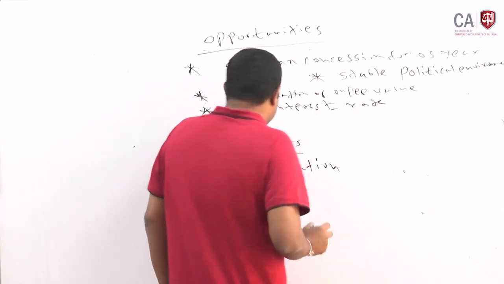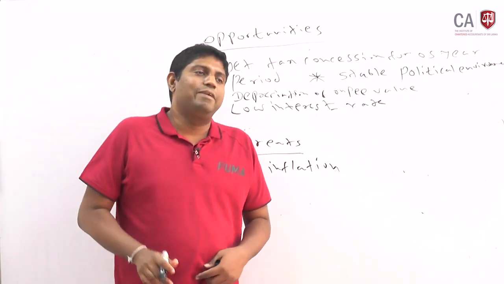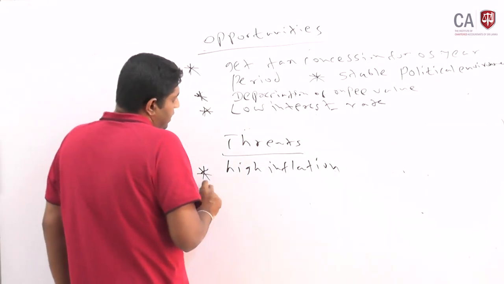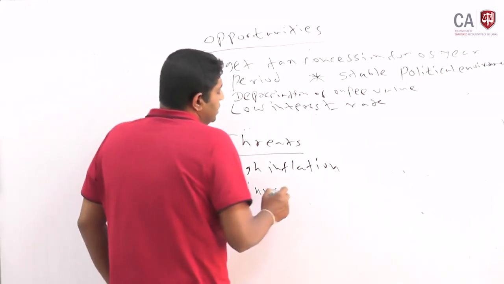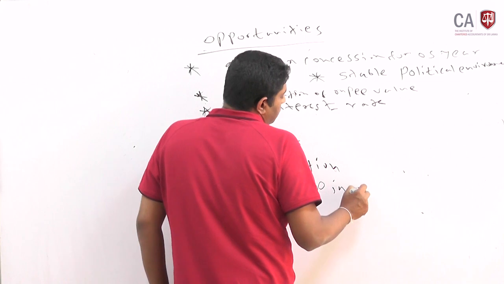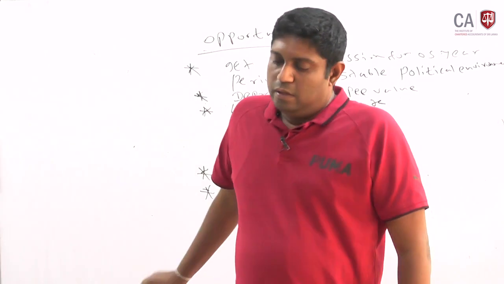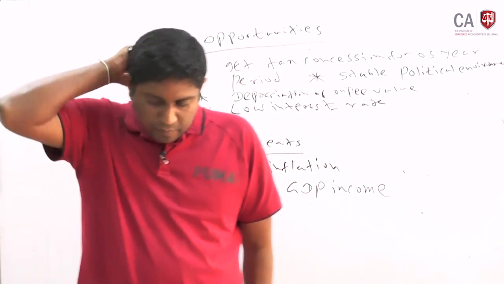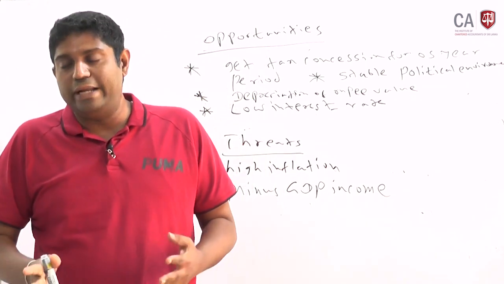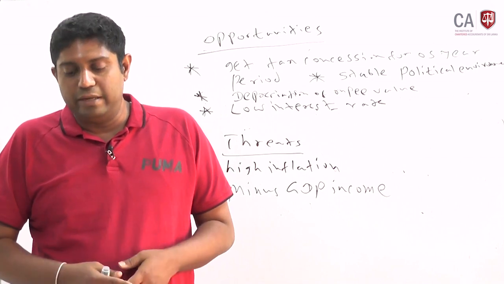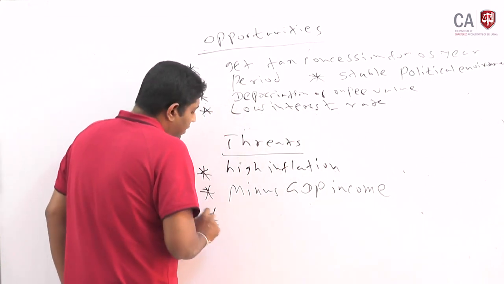GDP growth rate is minus, it is assumed that it will be minus in Sri Lanka. Is that a favorable factor? No, it is a threat. People's purchasing capacity is reduced, minus GDP income. Then social and cultural, any factor we can consider here? Yes, there is one issue, this COVID-19 pandemic, this is a threat for all the businesses.